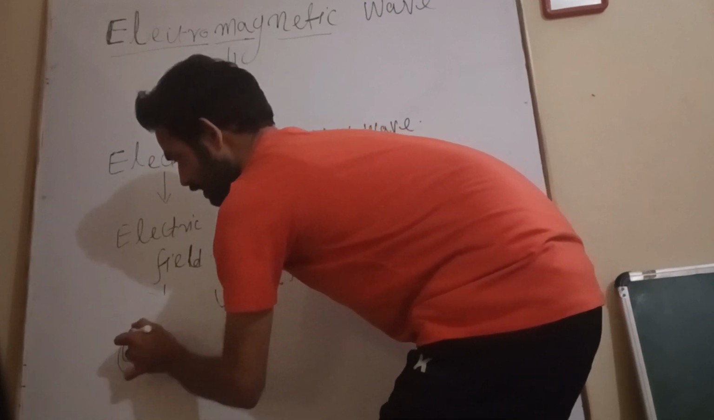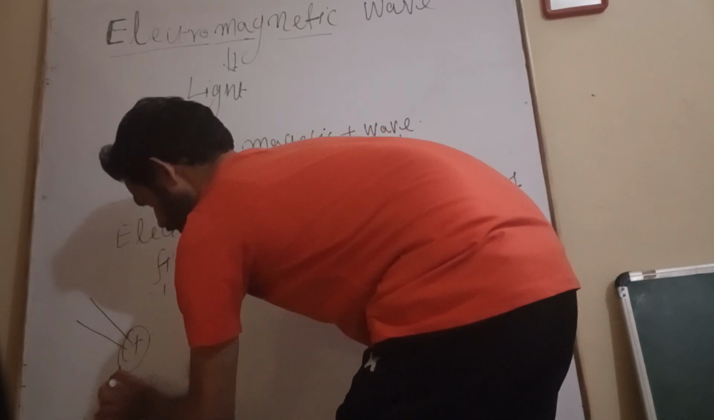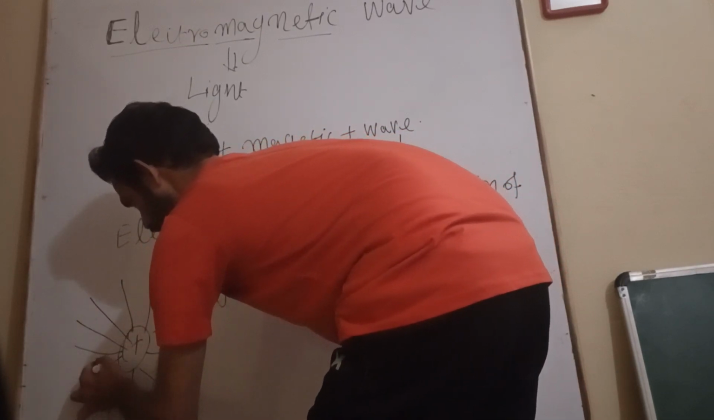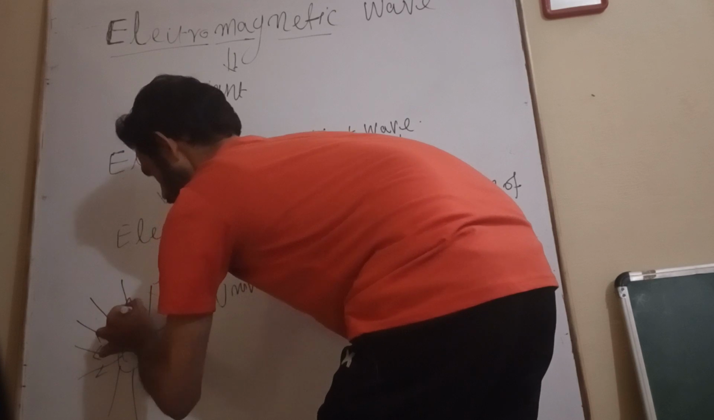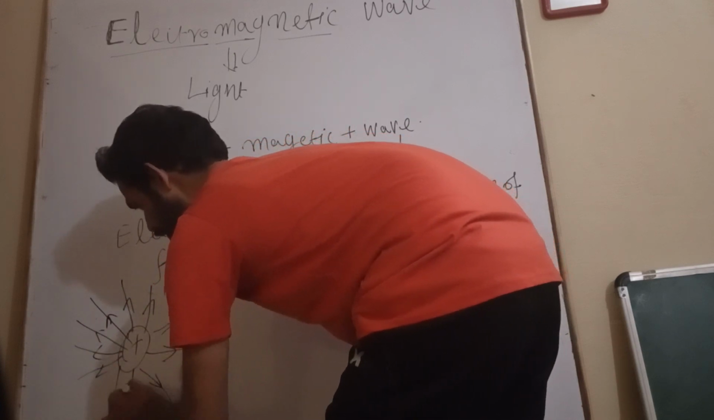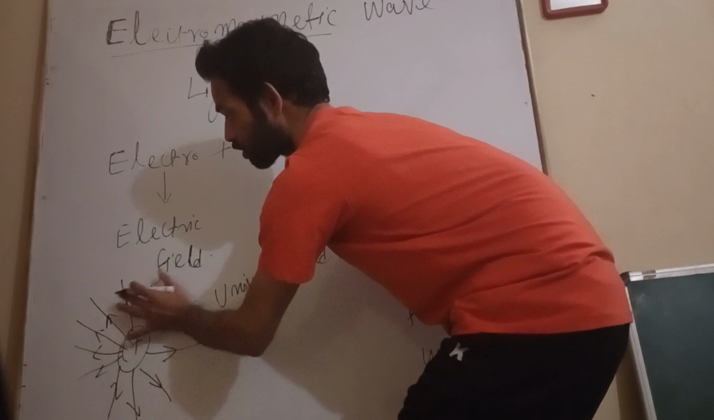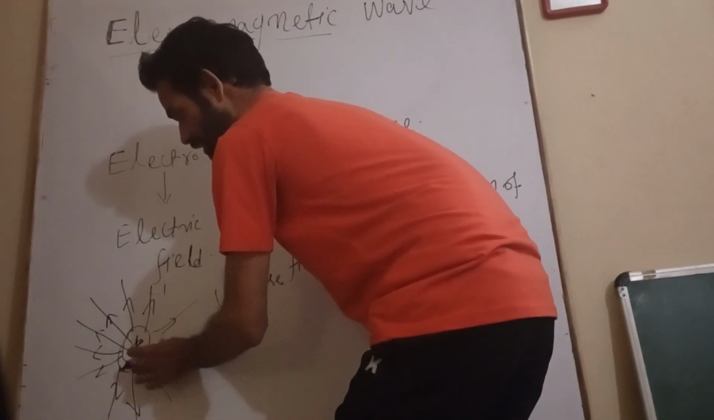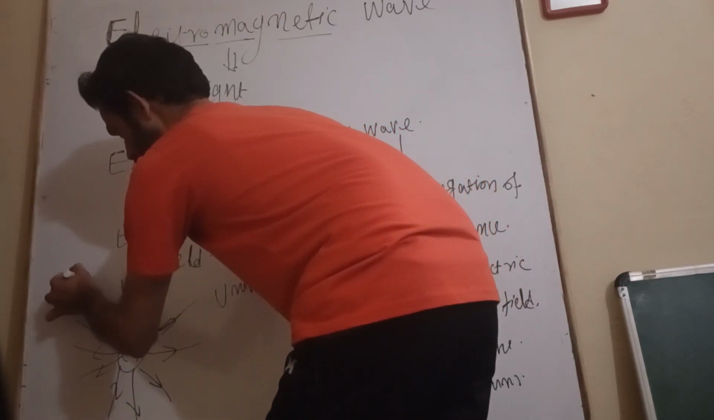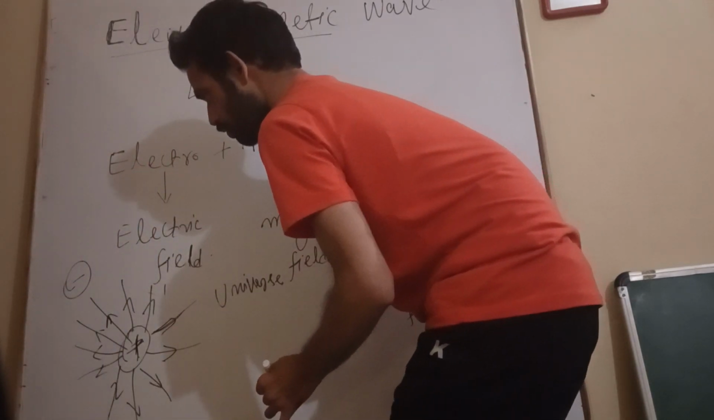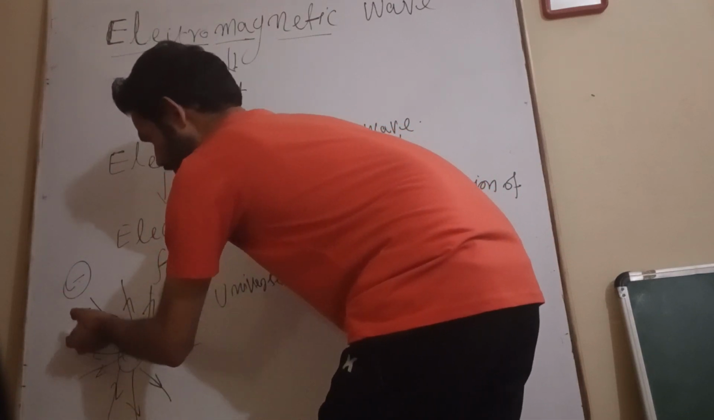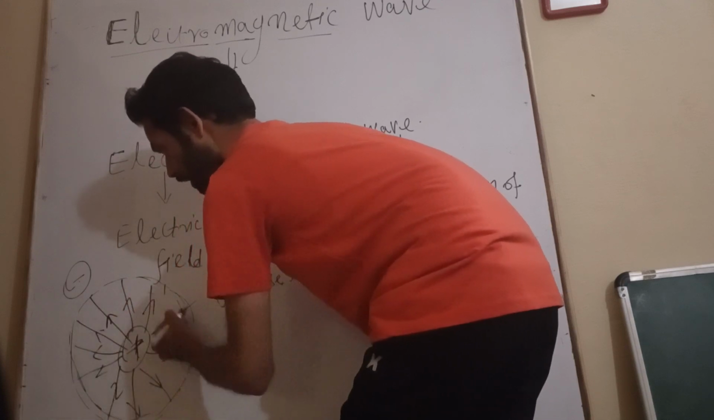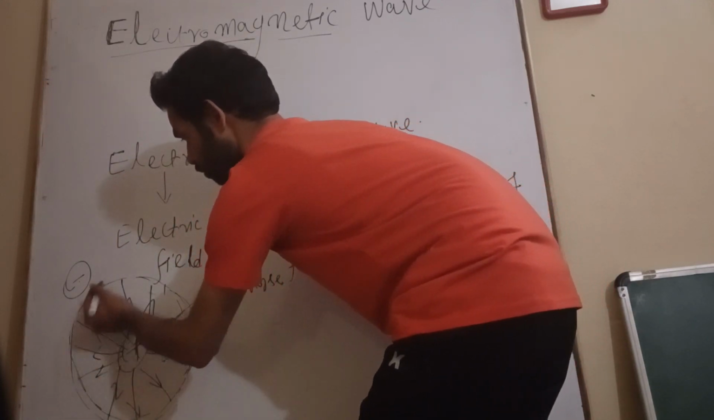Let's say this is my positive charge. Then there is a field. What type of field? A diverging field, diverging outside. This is my field because of this positive charge. How will I feel that field? If some other charge, like a negative charge, is there, this field is like an aura, or vibes, positive vibes, positive radiation.